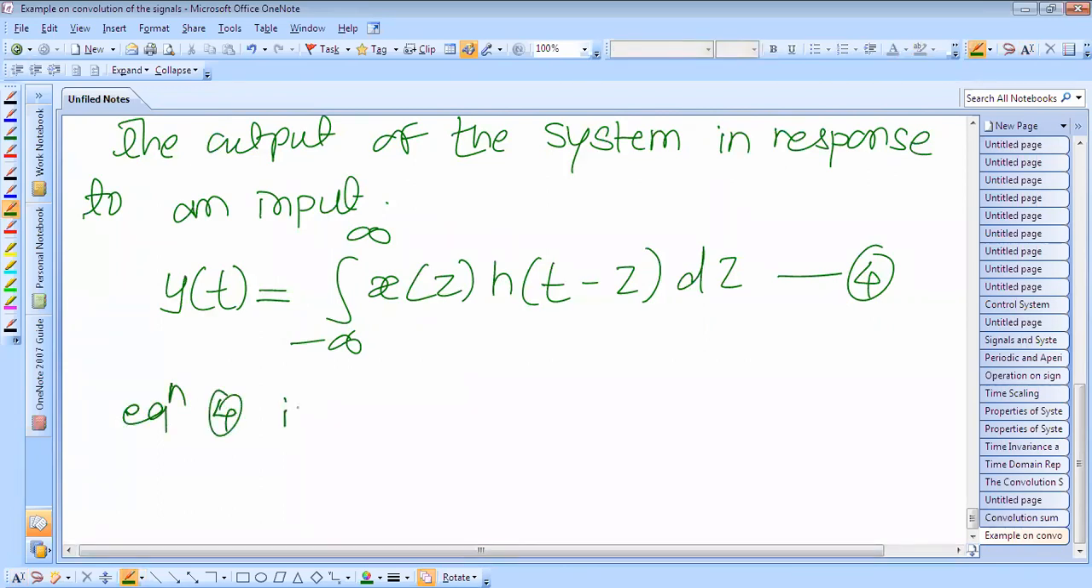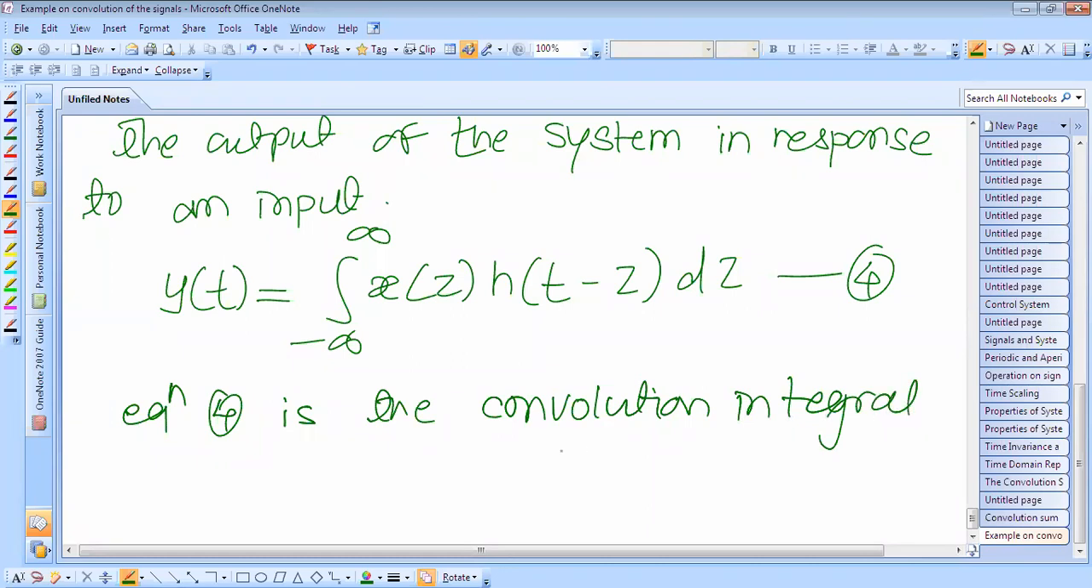Equation 4 is the convolution integral, and it is denoted by a symbol.